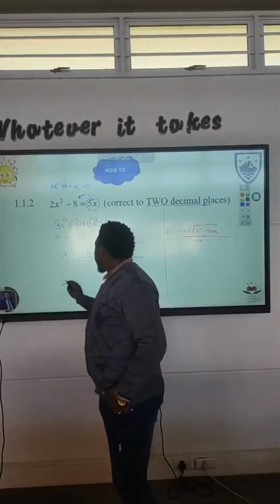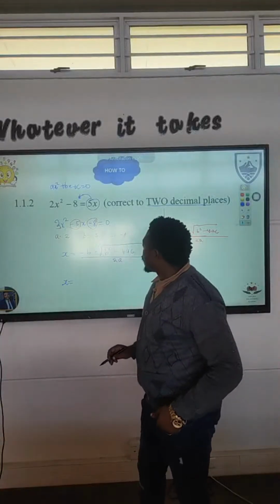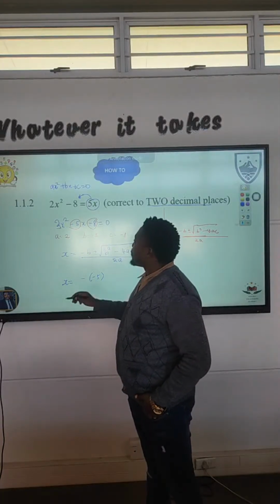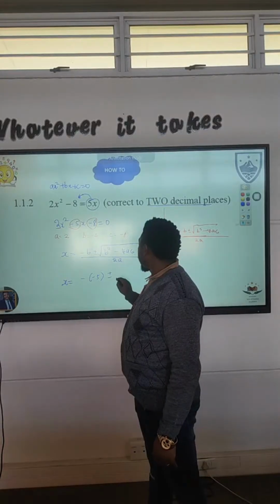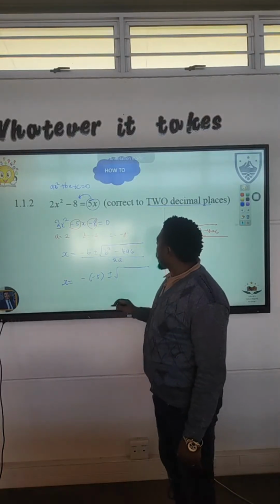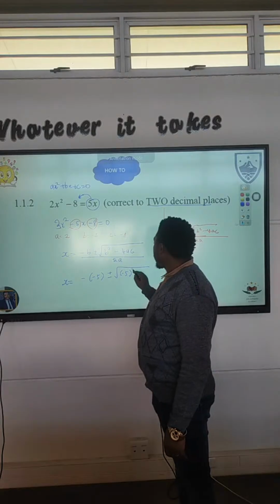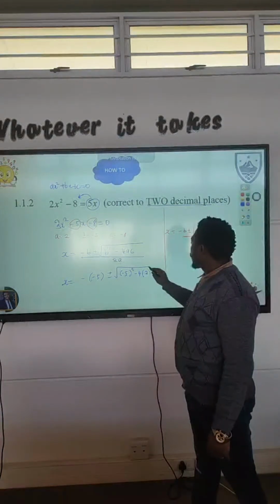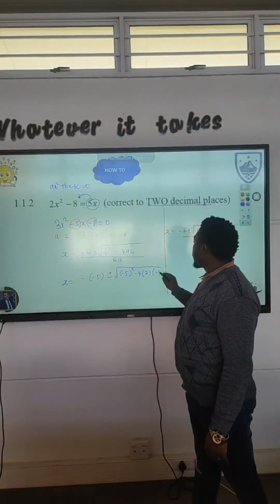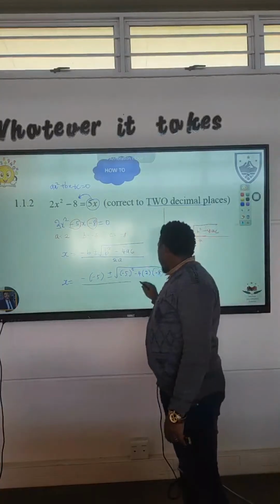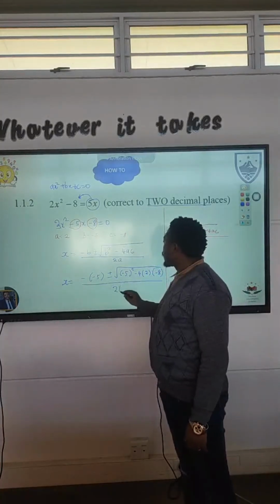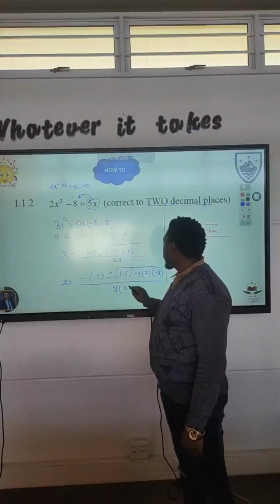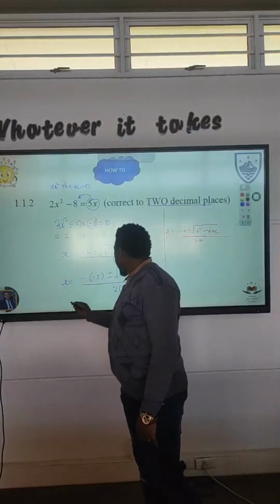So x will be equal to -b, which will be -(-5), because we said b was -5, and then plus minus the square root of our b squared, which will be (-5) squared, minus 4, and then our a will be 2, and then our c will be -8. Everything over 2 multiplied by what a is, which is 2. So you can press this in a calculator as it is.